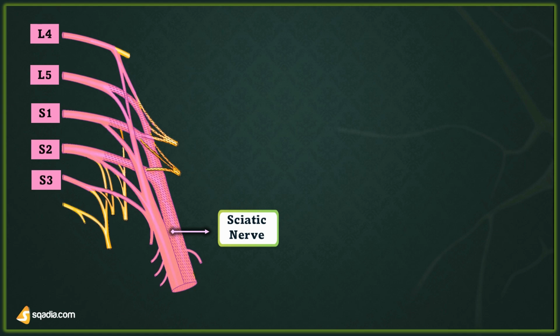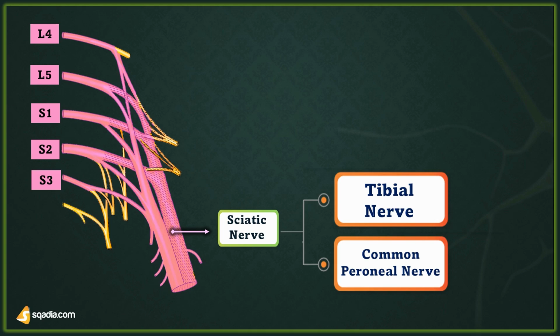For now, you just need to know that the sciatic nerve can be described as two individual nerves bundled together in the same connective tissue sheath. These two nerves are called the tibial nerve and common peroneal nerve. These nerves usually separate at the apex of the popliteal fossa, but in some individuals, it can occur as soon as the sciatic nerve leaves the pelvis.